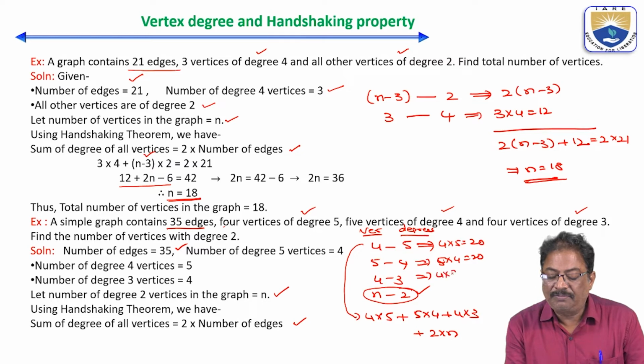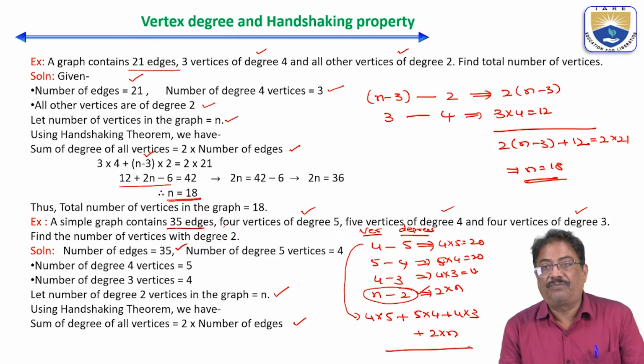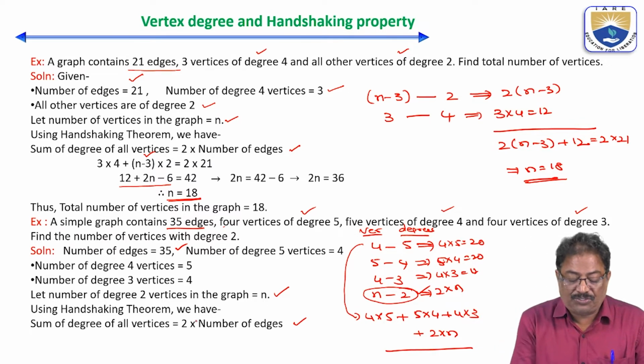So for n vertices of degree 2, it is 2 into n. So we are going to consider that the sum of the degrees of all vertices is equal to this, which is equal to 2 into the number of edges. So it is nothing but 2 into the number of edges, which is 35.